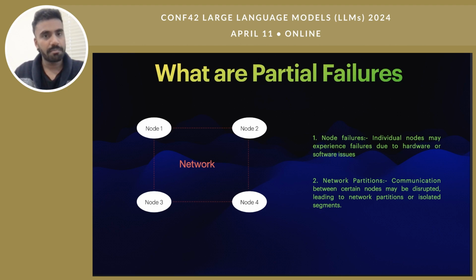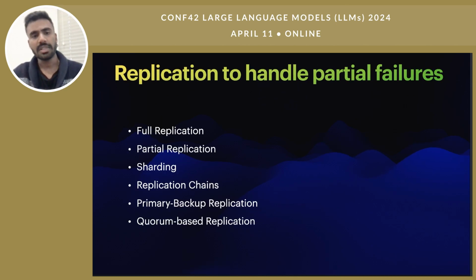Now, despite the partial failures, some parts of the distributed system may remain operational while others experience disruptions. So this can result in inconsistencies, degraded performance, or temporary unavailability of services. Now, how can this be handled? It is simple, right? You need to have a lot of replication.